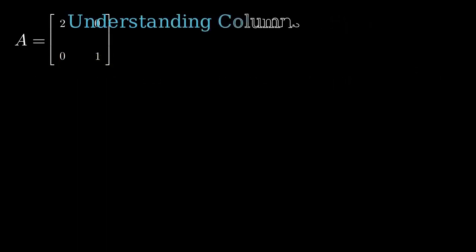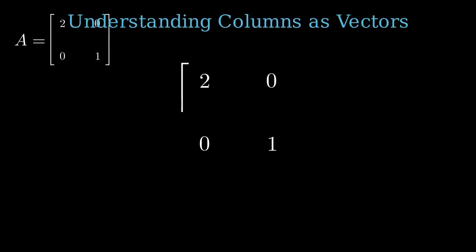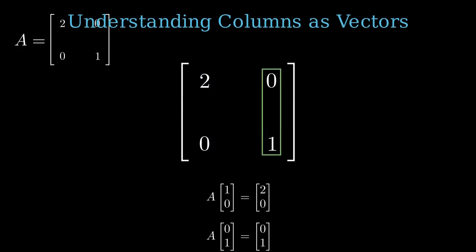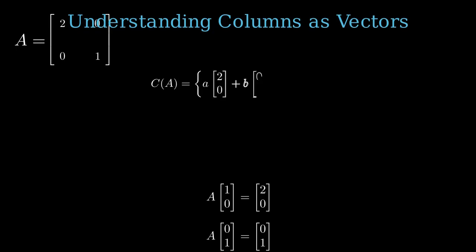Let's see the columns of our matrix. Here's our matrix again. Column 1 is the vector that results from multiplying A by (1, 0). Column 2 comes from multiplying A by (0, 1). So the column space is all combinations of these two column vectors.